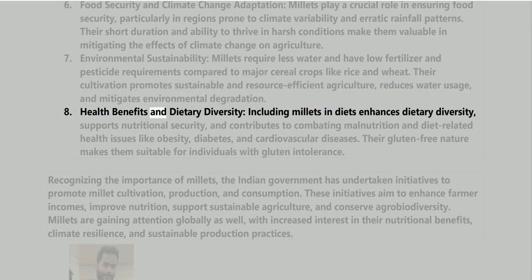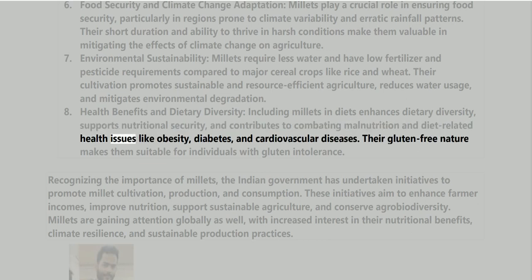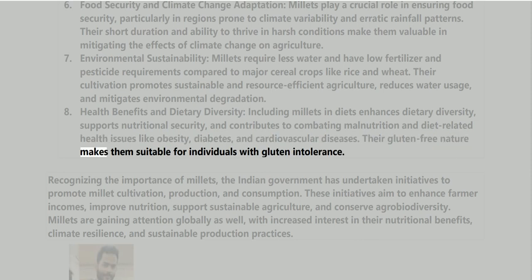8. Health benefits and dietary diversity. Including millets in diets enhances dietary diversity, supports nutritional security, and contributes to combating malnutrition and diet-related health issues like obesity, diabetes, and cardiovascular diseases. Their gluten-free nature makes them suitable for individuals with gluten intolerance.